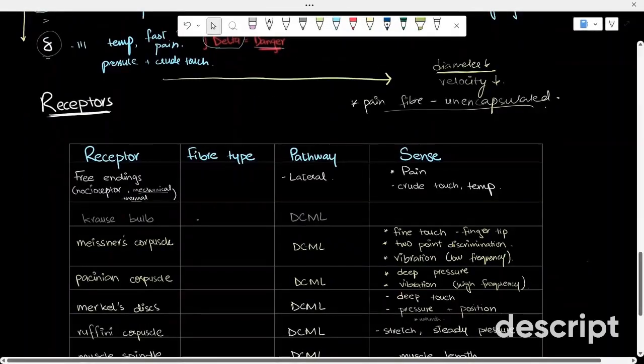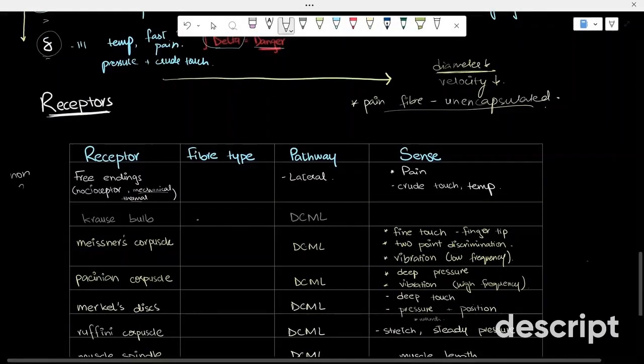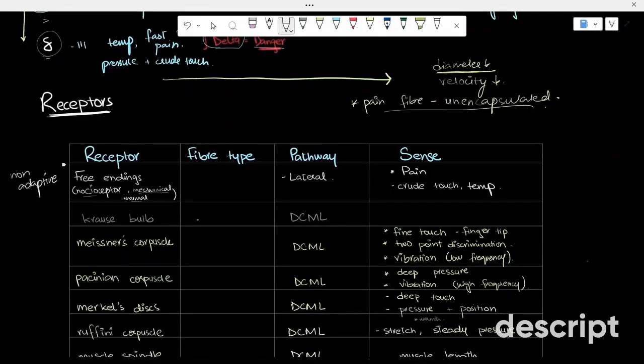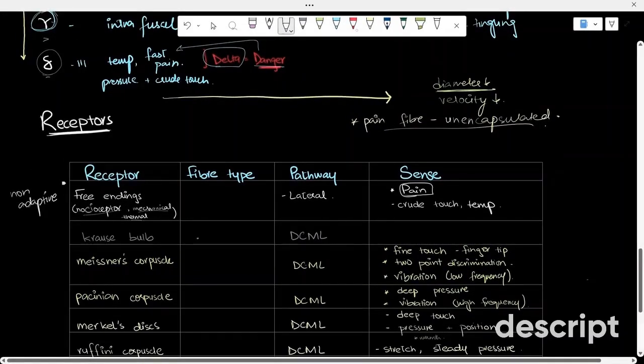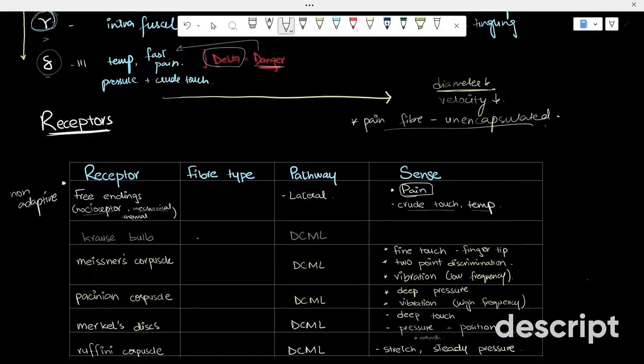So for receptors, we'll start off with free nerve endings, which are non-adaptive. It includes nociceptors, mechanical and thermal receptors. Nociceptors are pain-sensing receptors. It also involves sensing through touch and temperature. Now it involves pain, basically.